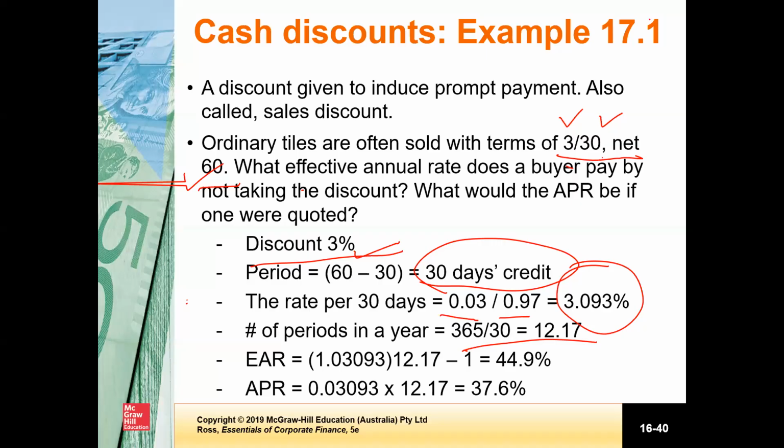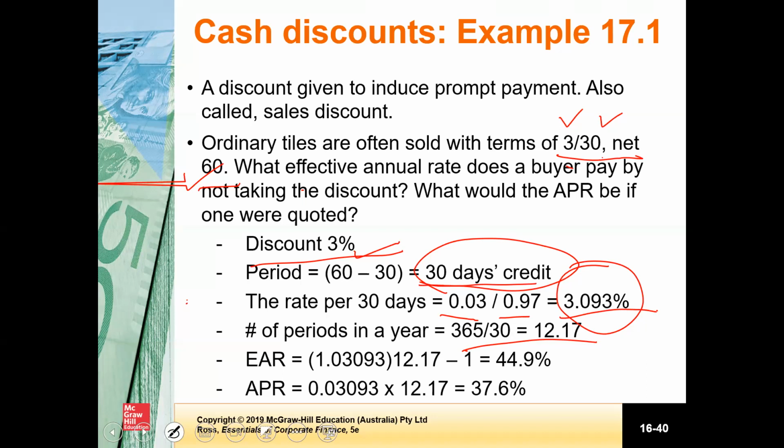I'm sorry, just let me explain it again. So discount rate is 3%. If you do not take this discount, you essentially pay after 30 days, so you forgo this 3% discount. So the rate for this 30 days will be 3% divided by 0.97, so 3.093%. That's essentially the rate that a buyer pays if they don't take the discount.